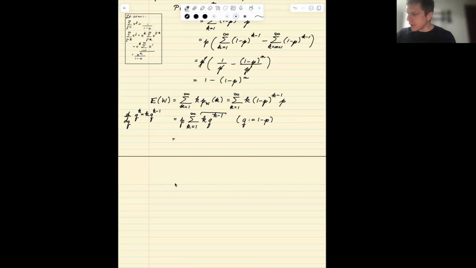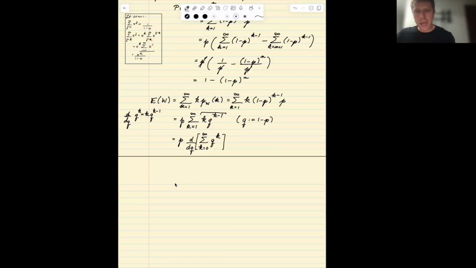So another way to write this is, this is actually p times the derivative d dq of the sum from k equals 0 to infinity, q to the k. And why can we add the k equals 0 in? Because k equals 0 is going to be q to the 0. That's just 1. When we take the derivative of the constant, it's 0, it's just going to disappear.